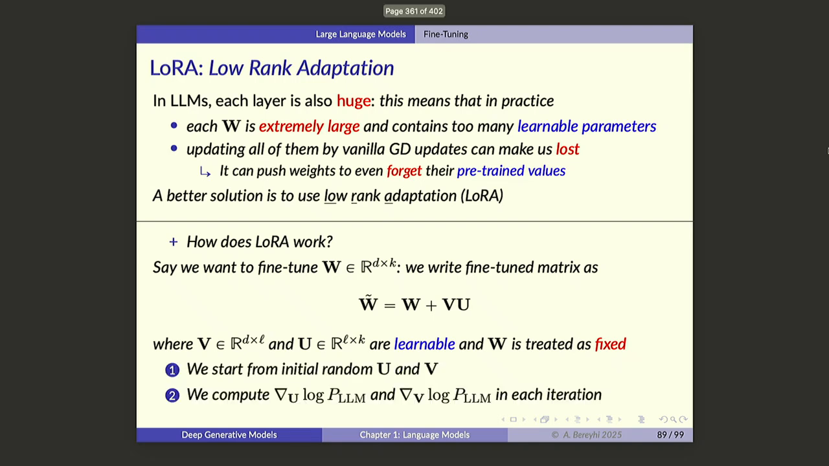So the idea here is that you start with a bunch of initial U and V. You can start with 0. 0 is a kind of intuitive choice, because when it's 0, it's exactly the pre-trained version, right? And then you gradually update them. Each time you compute their gradient, and you just do one gradient descent. Questions?